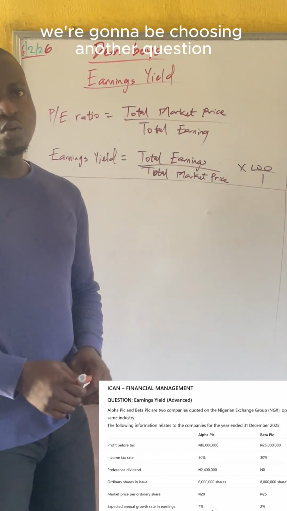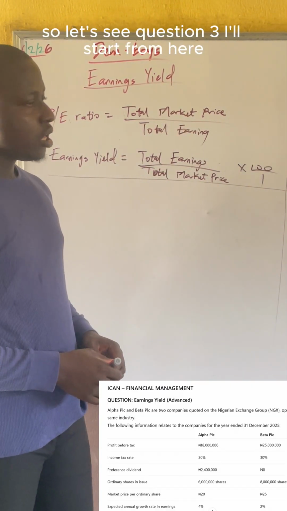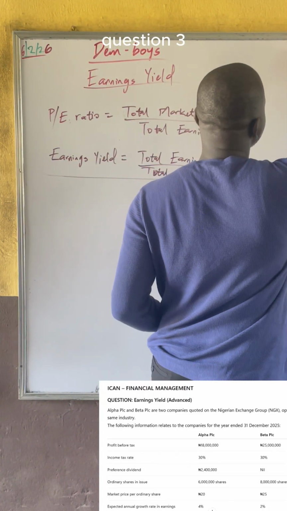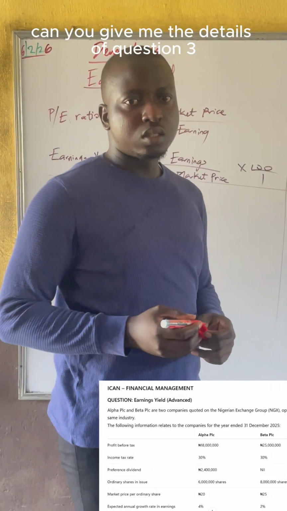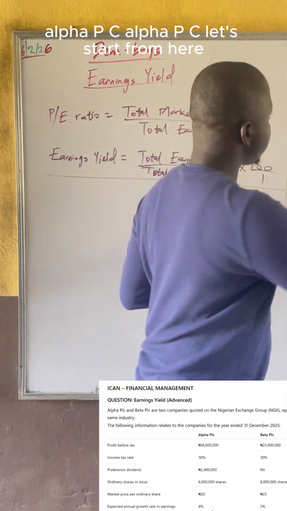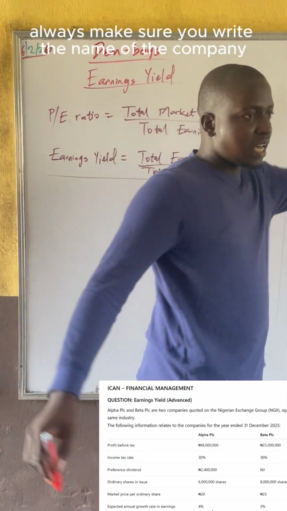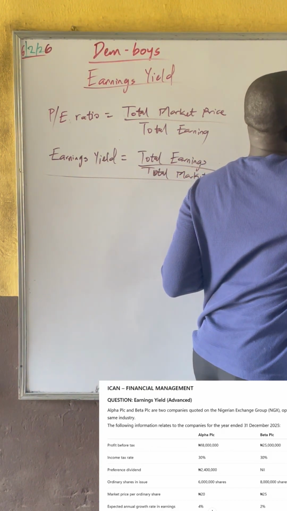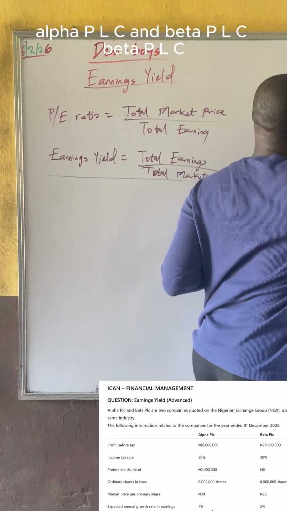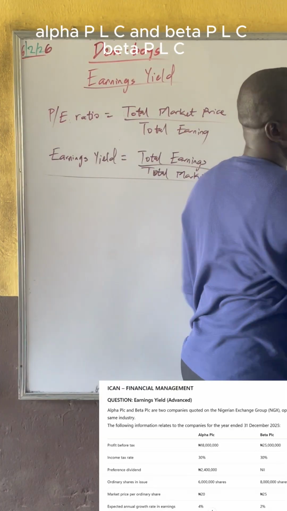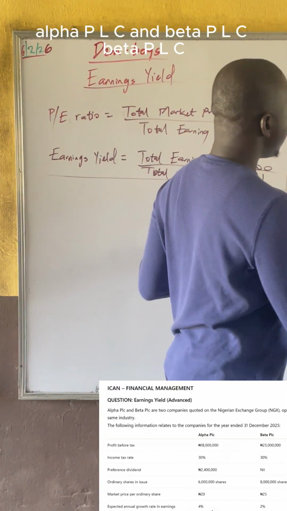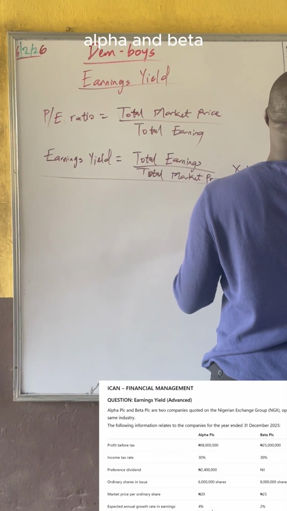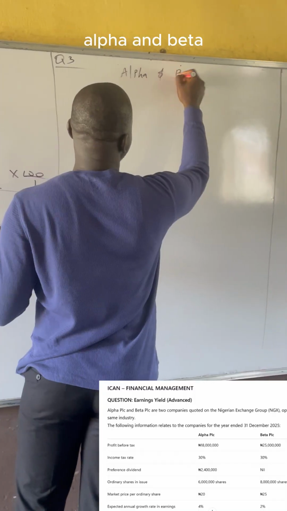So, we are going to treat another question. Let's see question 3. Can you give me the details of question 3? Alpha PLC, let's start from there. Always make sure you write the name of the company. Very important, even if it's half mark. Alpha PLC and Beta PLC. So we have two companies: Alpha and Beta.